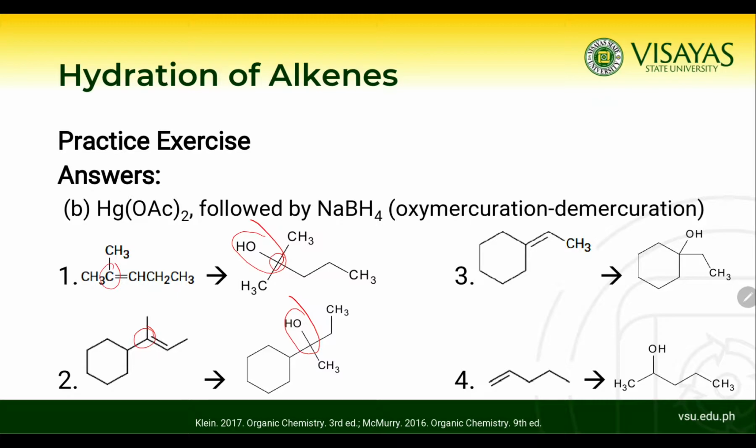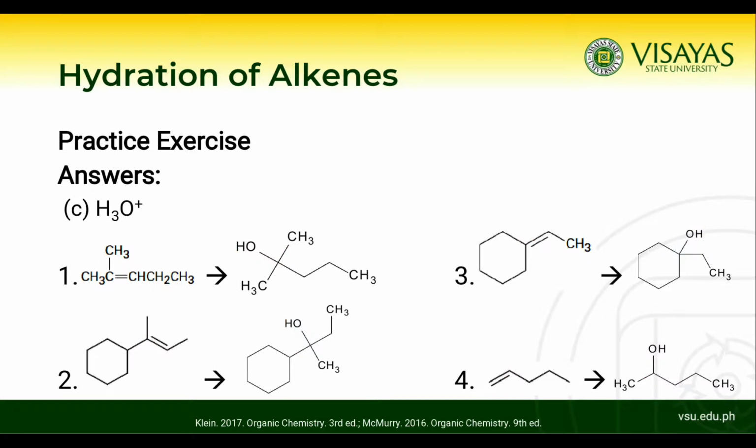Again, in oxymercuration-demercuration and acid-catalyzed hydration, it does not specify if syn or anti-addition. So, we will not use a wedge or broken line. Okay, so, just a normal straight line. Okay, number 3, this one here is the more substituted carbon. So, that is where our OH should be bonded. No? For number 4, this one here is the more substituted carbon, so that is where our OH will be bonded. Okay, so these are the products when we follow the oxymercuration-demercuration process.